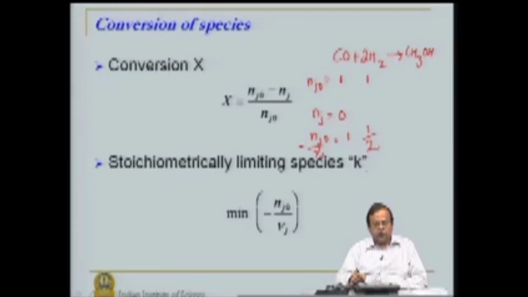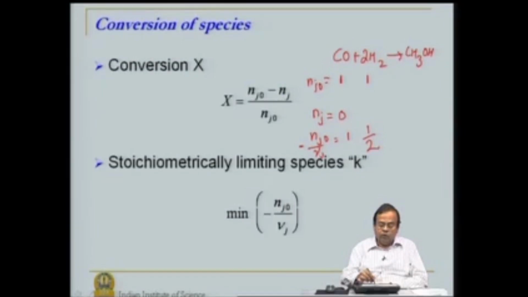So, I now have a concept of the limiting species, and conversion is referred to in terms of that limiting species. For example, if this was the condition under which I am doing this reaction, 1 mole of carbon monoxide and 1 mole of hydrogen, my limiting species is hydrogen, and the moment it gets 100% converted, the reaction will stop.